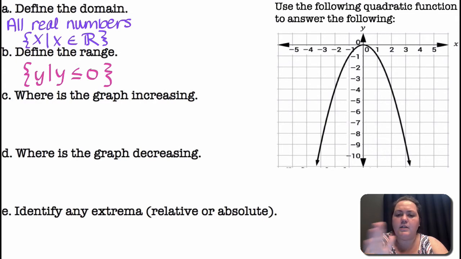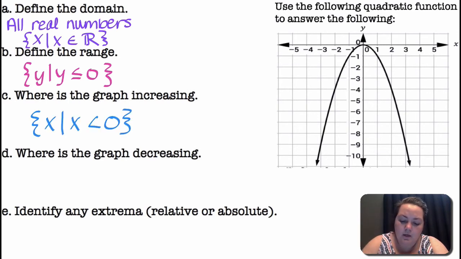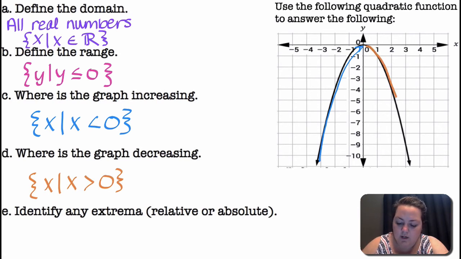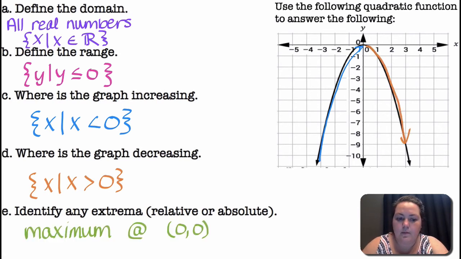Where is the graph increasing? So increasing and decreasing, you look at your graph from left to right and see what's going on. So the graph is increasing on all the values where x is less than 0, and it's decreasing on all the values where x is greater than 0. And I have a maximum at (0, 0). Right there.